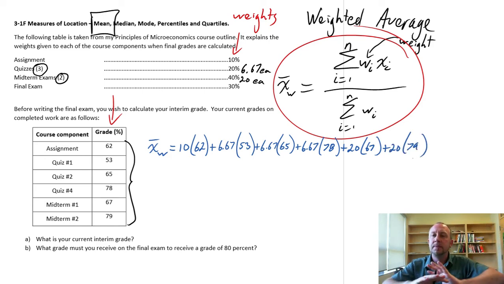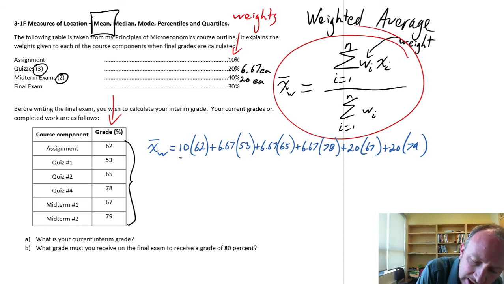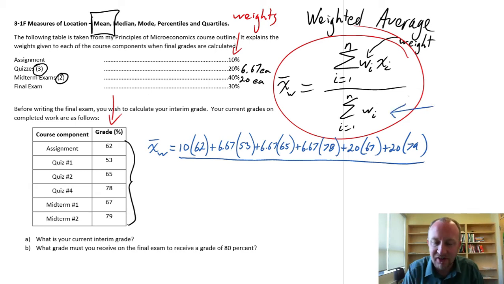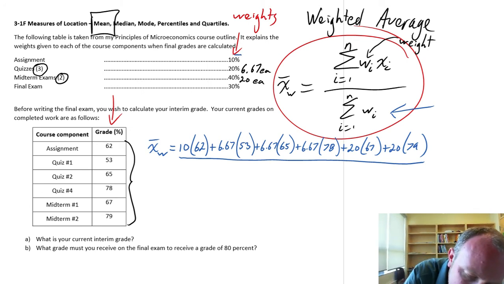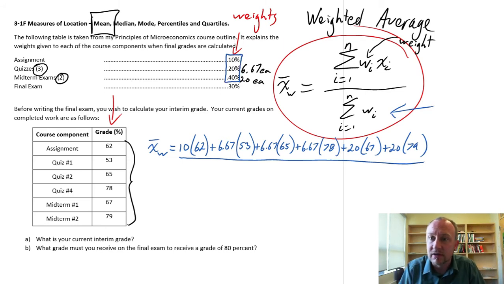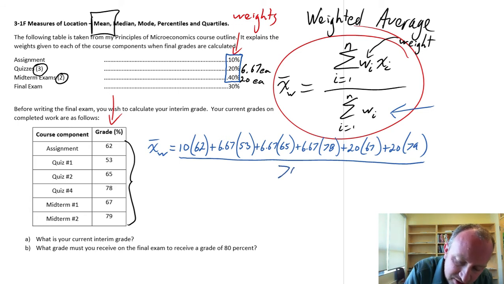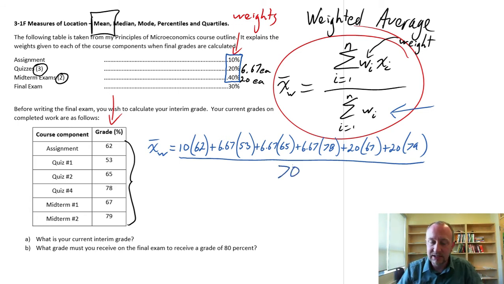Okay, so here's all of my grades, each one weighted by the appropriate weight taken off the course outline, and I divide it by the sum of the weights. I'm looking at everything in the course so far except the final exam, so that's 70% of the course. The final exam is 30%. The sum of my weights, 40 plus 20 plus 10, is 70% of the course that I've completed.